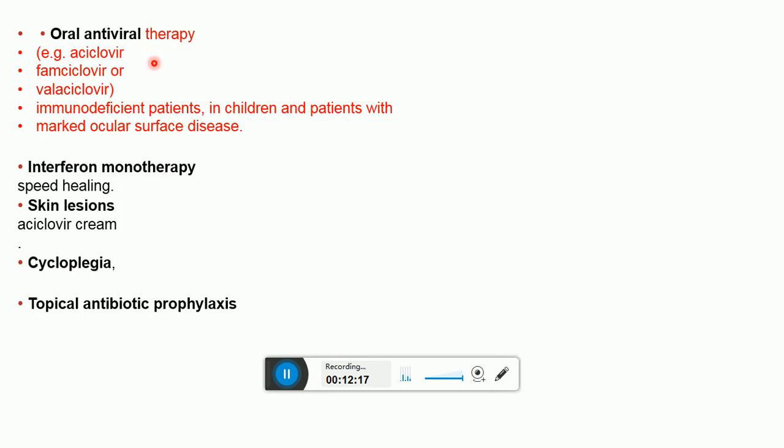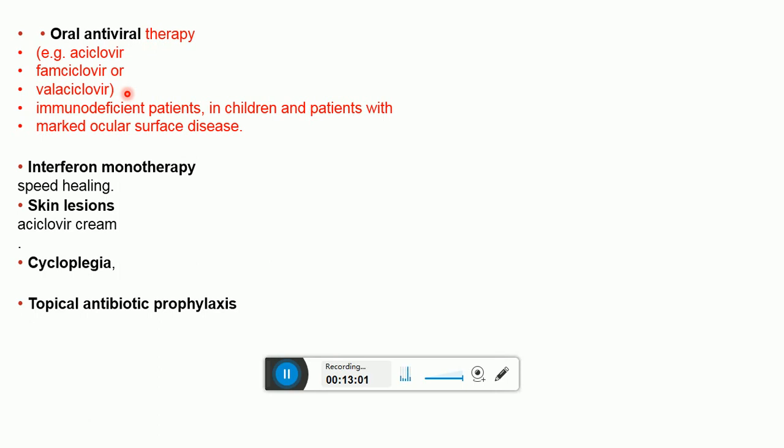Oral antiviral therapy: acyclovir 200 to 400 mg 5 times a day for 5 to 10 days. Famciclovir and valciclovir are indicated in most immunodeficient patients. These oral antivirals are indicated in most immunodeficient patients, in children, and in patients with marked ocular surface disease. They are an effective alternative to topical treatment when the topical agents are poorly tolerated or when there is resistance to topical treatment. The newer oral agents may be better tolerated than acyclovir and require less frequent dosing.